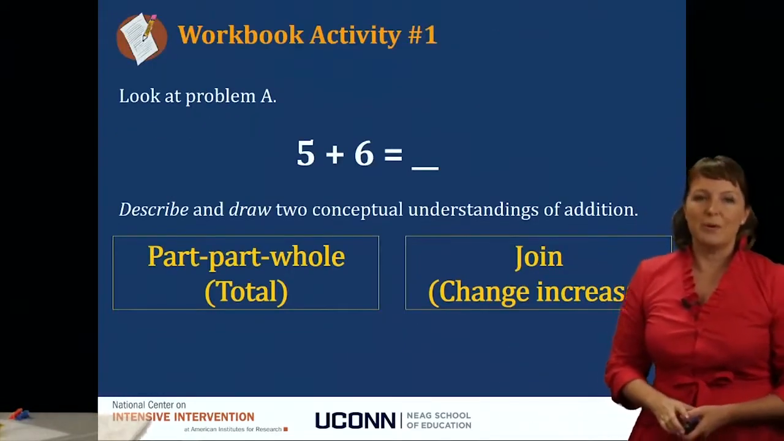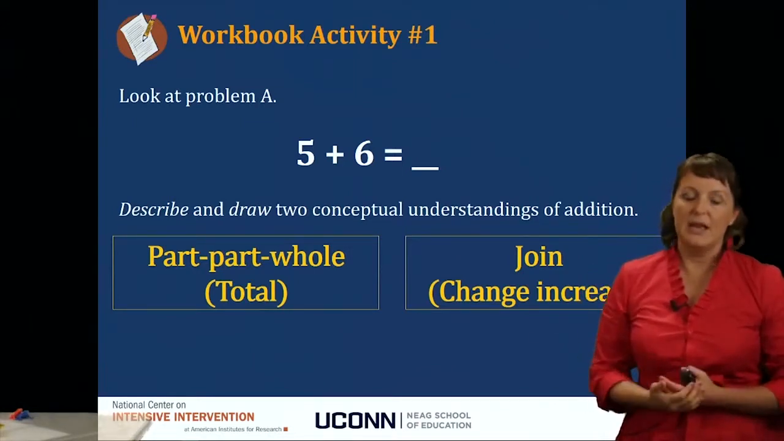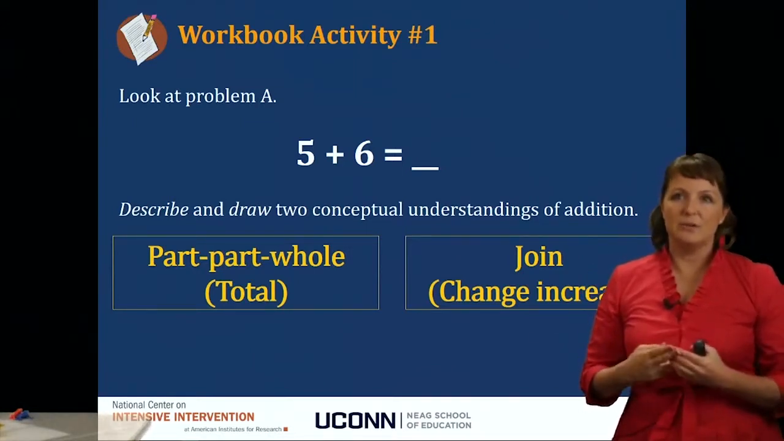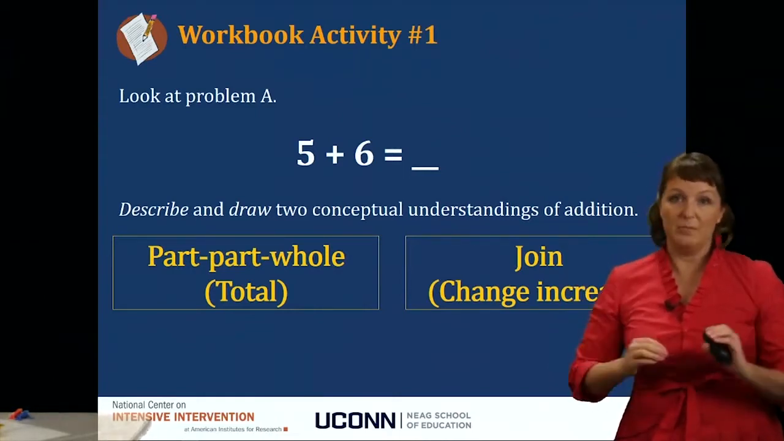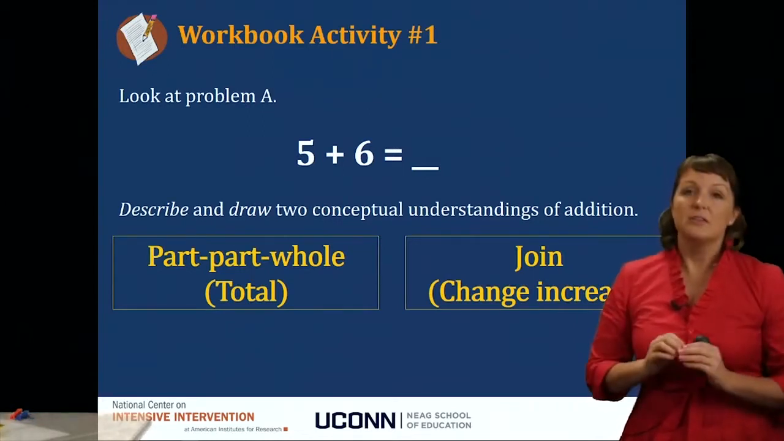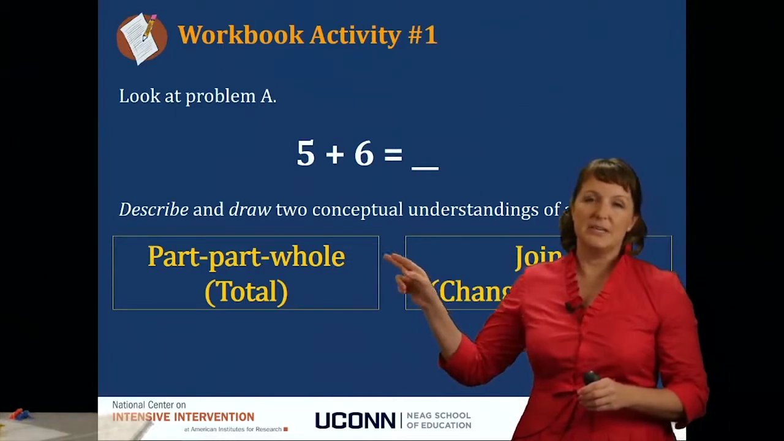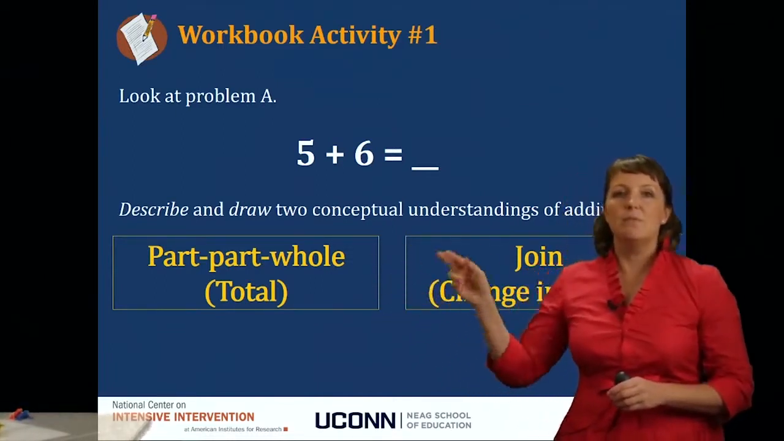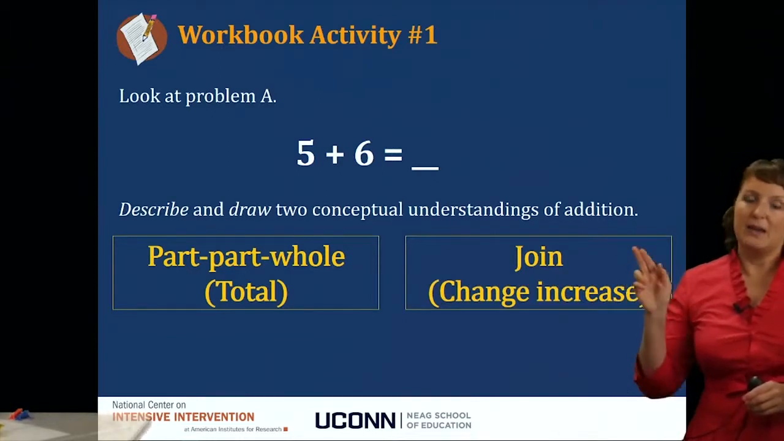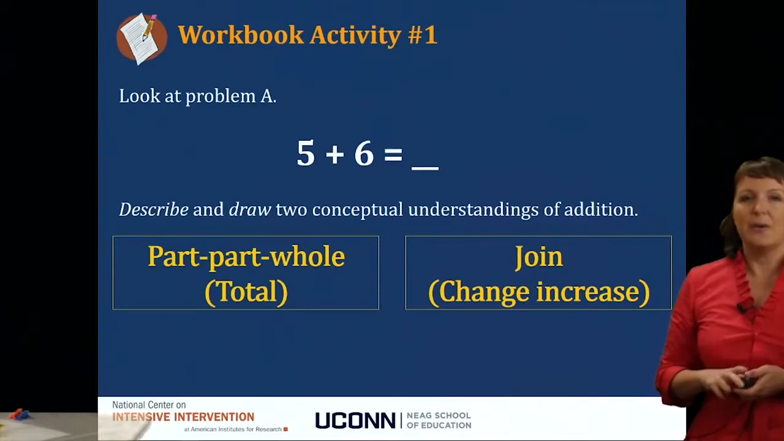So let's look at your workbook activity number 1. You're going to look at this problem, 5 plus 6. And I want you to do 2 things. You're going to describe and draw, so you can't just do writing, but I want you to also do some drawing here, the 2 conceptual understandings of addition. So what would 5 plus 6 look like and be described in terms of a part-whole model? And what would 5 plus 6 look like and be drawn when we're thinking about the join model? So go ahead and do workbook activity number 1 right now.